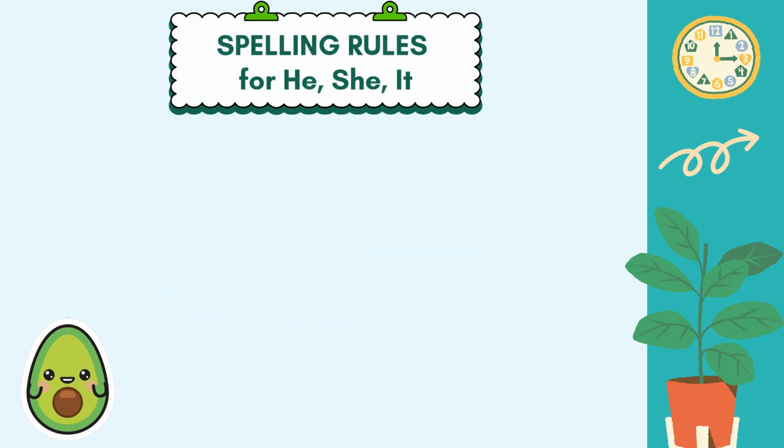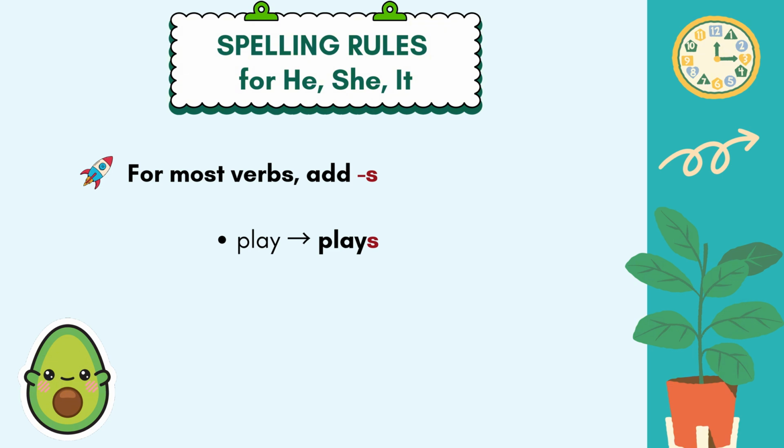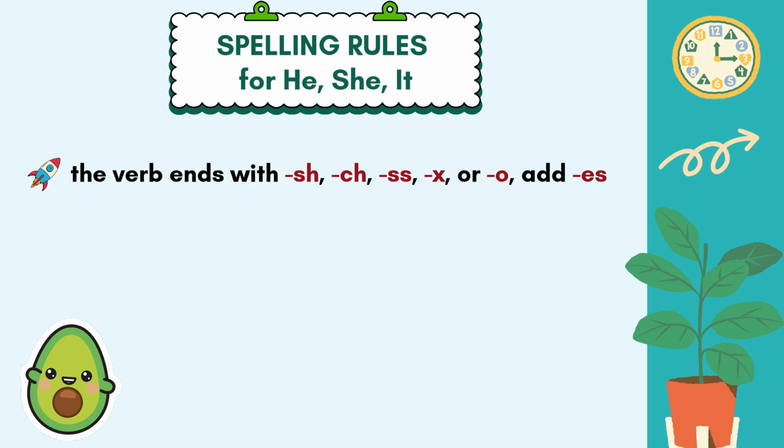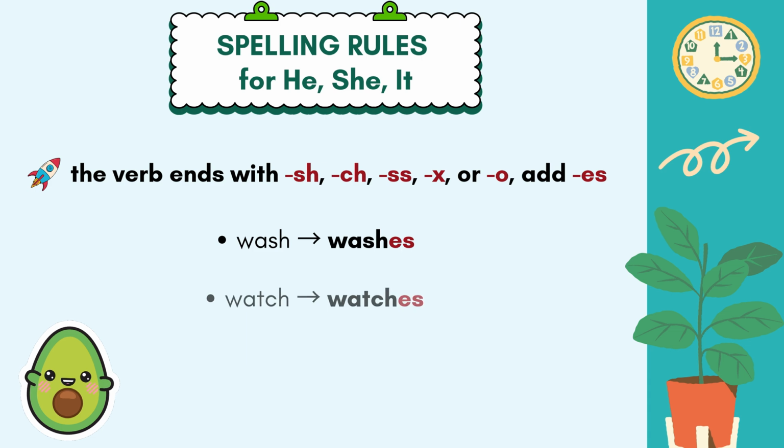Okay, now let's talk about some important rules for the present simple, especially when we use he, she, or it. First, when we make sentences with he, she, it, we usually add s to the verb. For example, play becomes plays. Read becomes reads. But if the verb ends with sh, ch, ss, or x, or o, we add es. For example, wash becomes washes. Watch becomes watches. Go becomes goes.